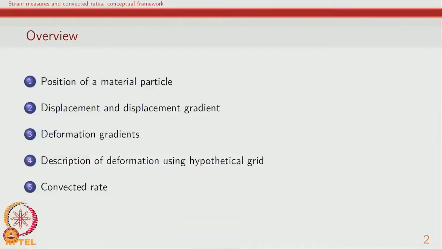And once these are defined, these are basically the building quantities over which we can define the strain measures. So, in today's and the next class, rather than define the overall strain measures as well as convected rates formally, first we will look at the conceptual framework. So, therefore, we will look at the description of how the deformation happens if we are able to put a hypothetical grid in the material and what happens to that grid.